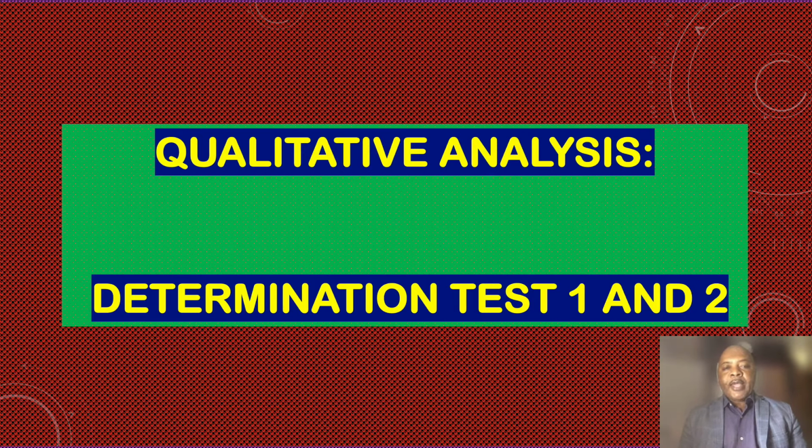So we go straight away to some of the past Cameroon GCE A-level chemistry past questions, and how you can carry out all this, how you can report your observation, and how you can make a judgment under the inference column of the question paper. So now we are on qualitative analysis, precisely determination test 1 and 2.